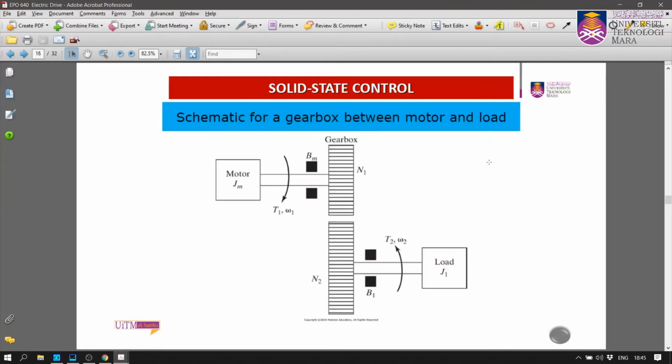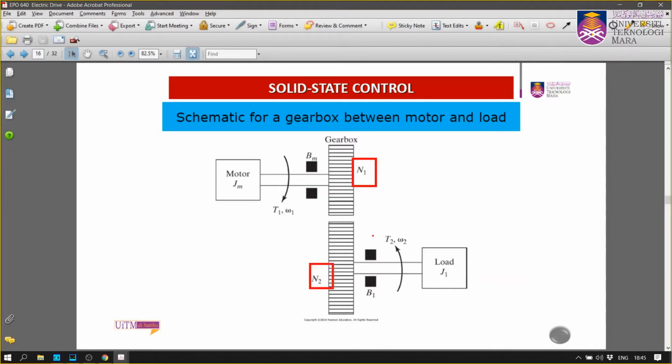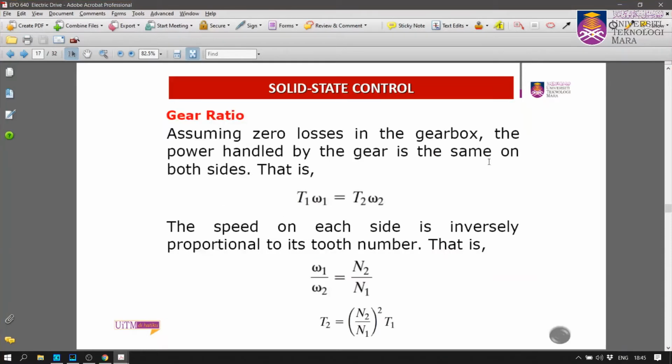Next is to look into the schematic for a gearbox between motor and load. Normally we use the gear to transfer the energy, to actually increase the speed or reduce the speed. You can have this gearbox whereby you have a ratio here, N1 over N2, to determine the speed of your motor. Okay, schematic for gearbox between motor and load. Assuming zero losses in the gearbox, the power handled by the gear is the same on both sides.